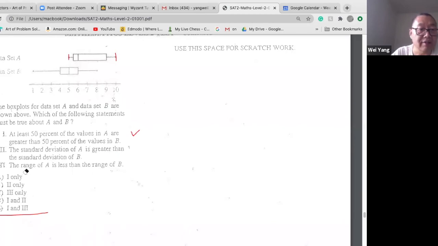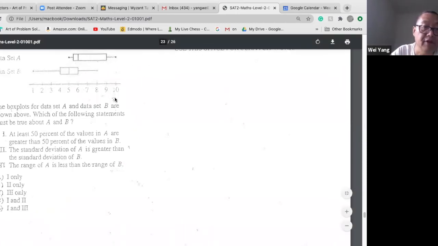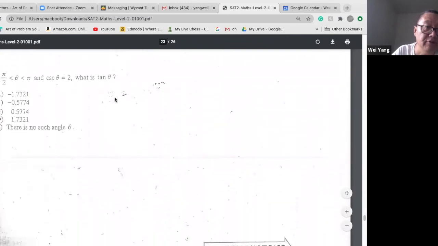Now let's see C. The range of A is less than the range of B. Yes, this one is from 5 to 10, so that's 5. This range is from 1 to 8, that's 7. Yes, you're right, 1 and 3 are right. So that's E. For this B, the standard deviation, you cannot guarantee. Here, that's actually smaller than this. Okay, very good. Now let's see, 44.